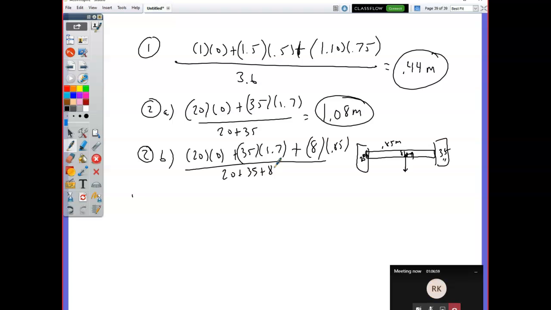And I get 1.05-ish. That doesn't change much. All right, now let's see if we get it ready for crazy new physics thoughts. Let's try number 3. Everybody needs to try number 3.